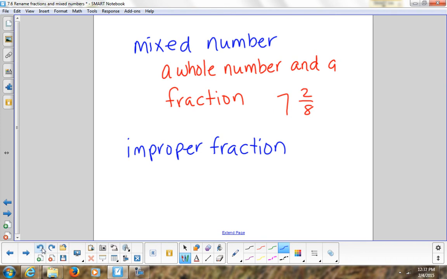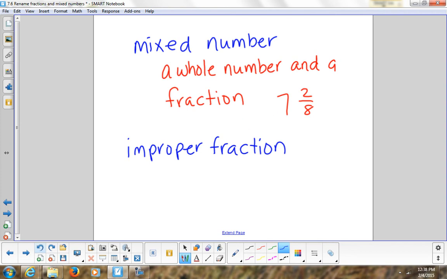Okay. Anybody not understand what a mixed number is? You kind of don't get it? Okay. A mixed number has a whole number. So if you have 5 whole pizzas and a half a pizza, you would have 5 pizzas and 1/2 of a pizza. Okay?